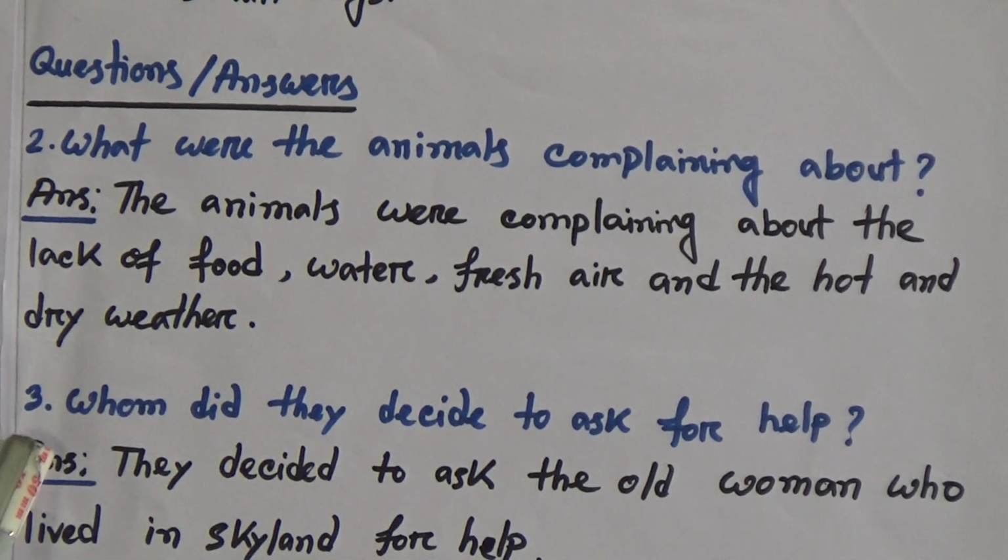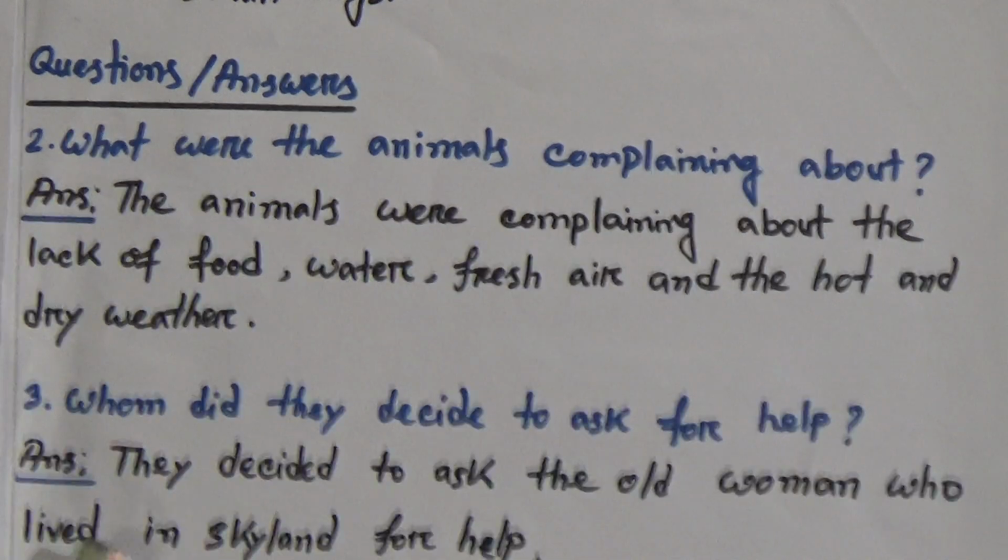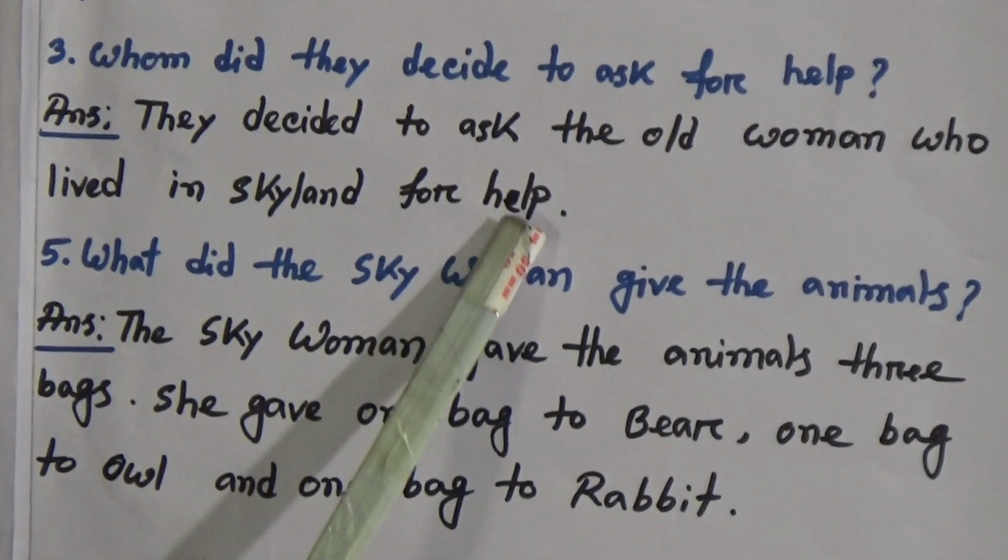Question number 3. Whom did they decide to ask for help? Answer. They decided to ask the old woman who lived in Skyland for help.